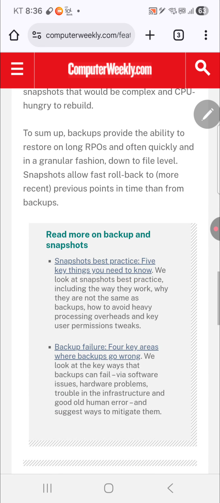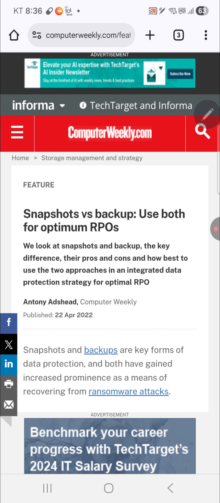Well, that's it. So snapshots, backup, snapshots is all about the deltas.